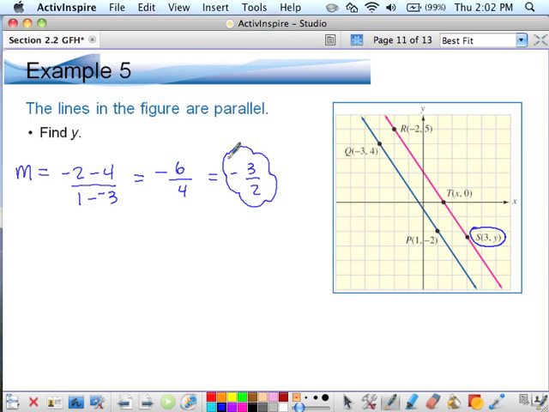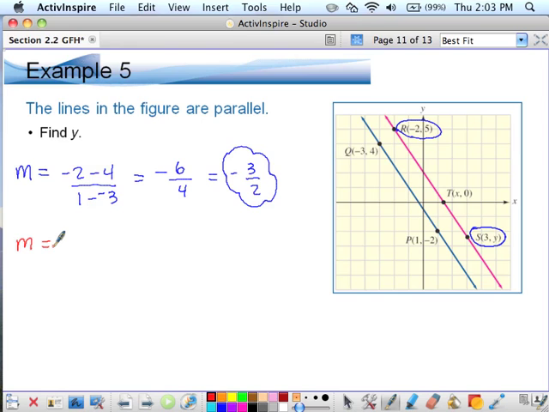So let's take a look at the slope of the red line. I'm going to use this as ordered pair number 1 and this point as ordered pair number 2. I'm going to ignore this point because it's missing an x value, and I'm only interested right now in finding the y value. So I'm going to use the one I know and the one that's missing the y value. I'm going to calculate the slope of the red line between those 2 points.